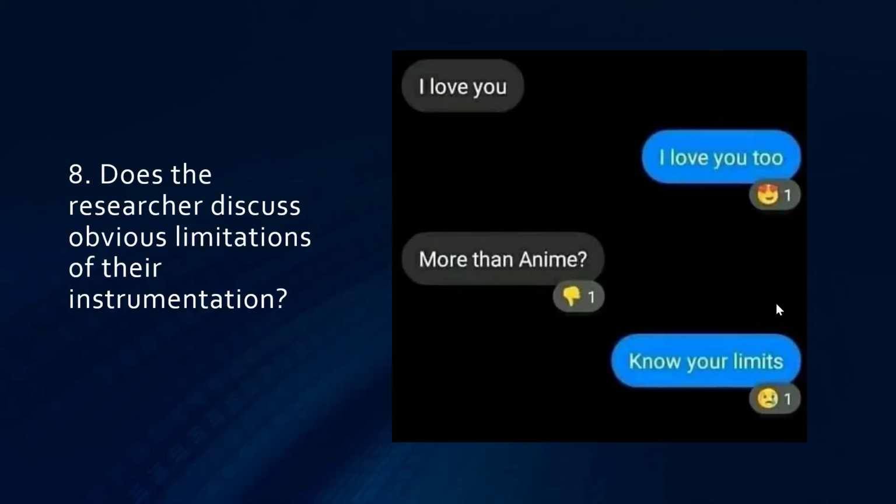Finally, does the researcher discuss obvious limitations of their instrumentation? By discussing limitations of their instruments, researchers help consumers of research understand the extent to which the data presented in the results can be trusted. If in your judgment there are no obvious limitations to the instrumentation described in a research report, a rating of NA or not applicable should be made for this particular evaluation question.